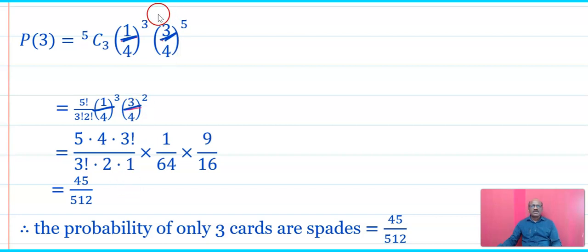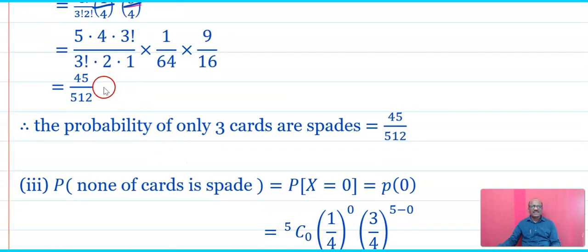Okay. Now next, (1/4)^3 means 1 upon 64. (3/4)^2 means what? 9 upon 16. And if you simplify it, then you will get 45 upon 512. Therefore, the probability that only 3 cards are spade is 45 upon 512.